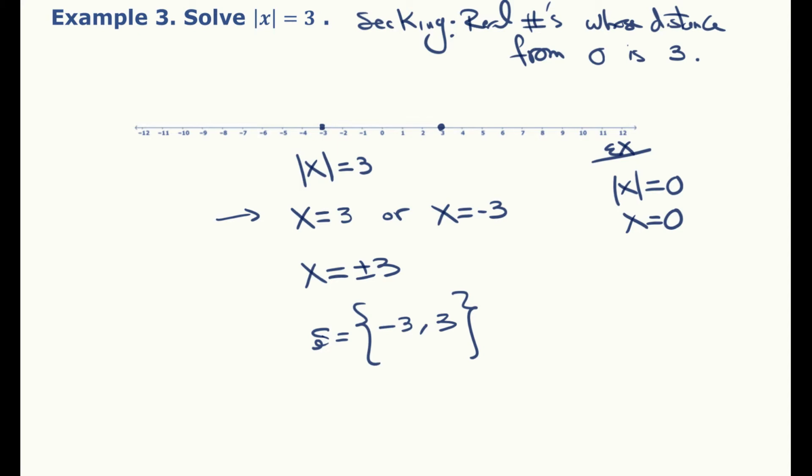And what if I ask you to solve this one? This is a new example. Absolute value of x equals -1. Remember, the absolute value of a number is a distance. It's the distance between that number and 0. And as you know, distance is never negative. So if somebody asks you to solve this, this is a very quick problem, because all you do is say, no such real number.